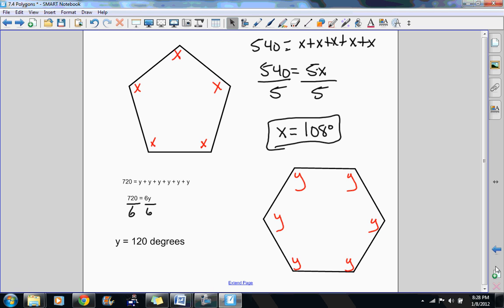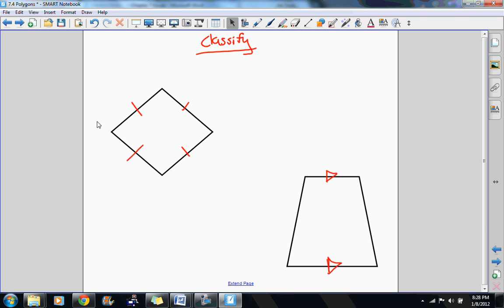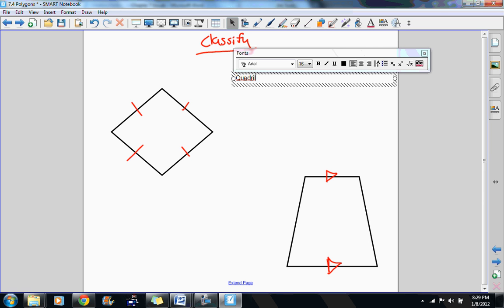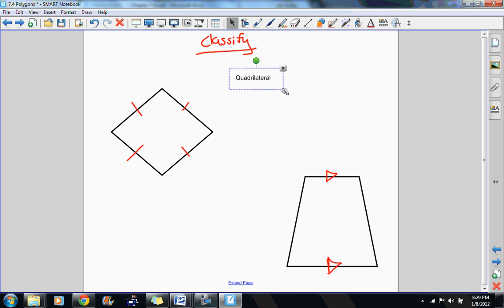Alrighty. How are we doing on time? 9:22. Alrighty. So we are now in the mode where we have to classify what each of these are. So first of all, this here has 4 sides. A 4-sided object is going to be a quadrilateral. Quadrilateral. Alrighty. Now, we also know that all the sides are equal to each other.